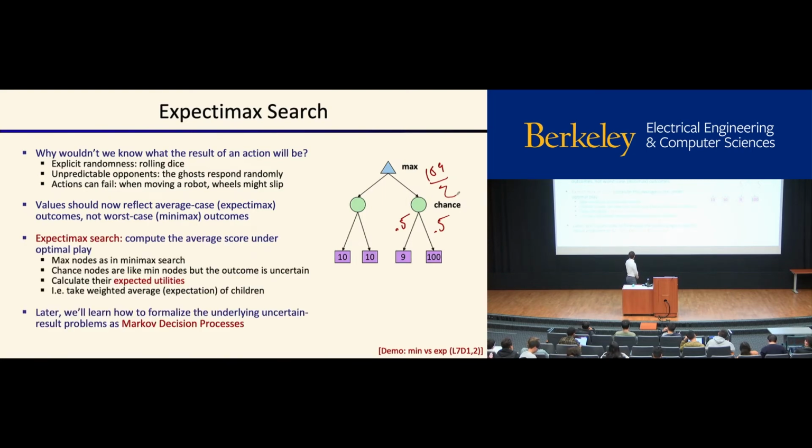So this leads to Expectimax search, right? Max nodes are the same as before. Everything is the same as in Minimax for max nodes. We're trying to get as much value as possible, but our environment or our adversary is making decisions randomly, and so the next state will be governed by these chance nodes. We're just going to compute them. They're like min nodes, but now the outcome is uncertain, and so we're going to calculate expected utilities. Eventually we'll get to MDPs. I'm not going to make that connection now.